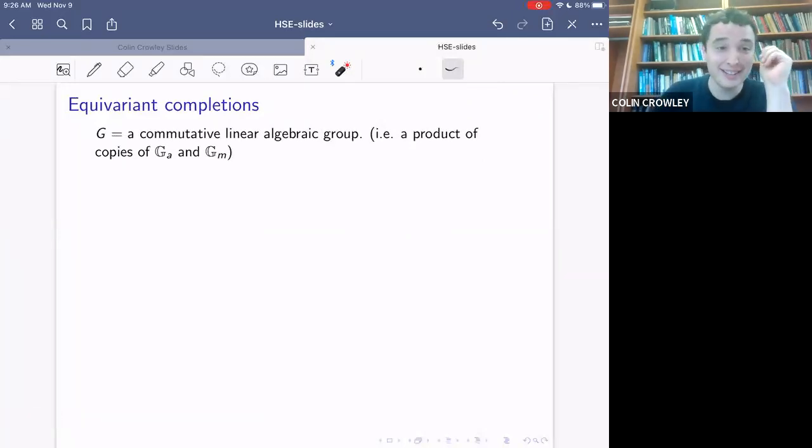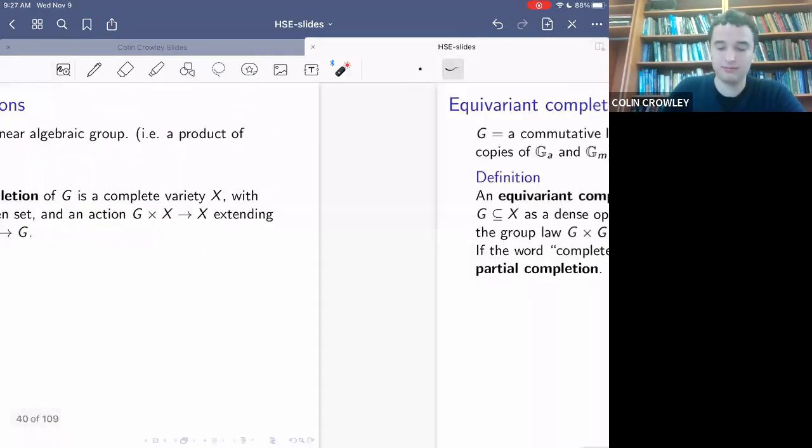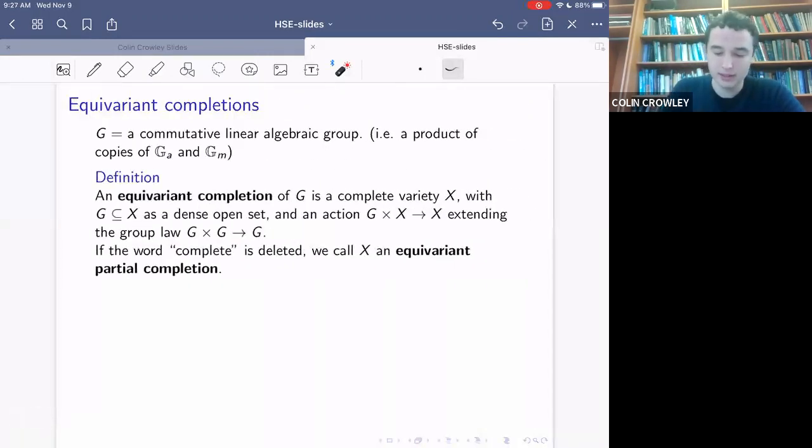So the setting is G, a commutative linear algebraic group. There are only several examples of such things. They are products of the additive group and the multiplicative group. And an equivariant completion of such a thing is a complete variety, X, that has G inside of it as a dense open set, and an action of G which extends the group multiplication. And if I remove the word complete, then I'll call this an equivariant partial compactification.